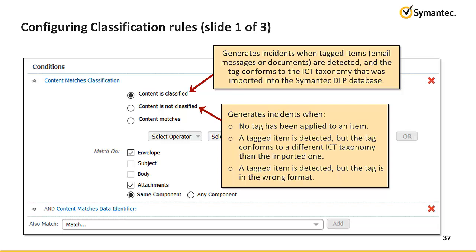The content is not classified condition generates incidents in the following situations. No tag has been applied to an email message or document. A tagged email message or document is detected, but the tag conforms to a different ICT taxonomy than the one that was imported into the Symantec DLP database. Or a tagged email message or document is detected, but the tag is in the wrong format.